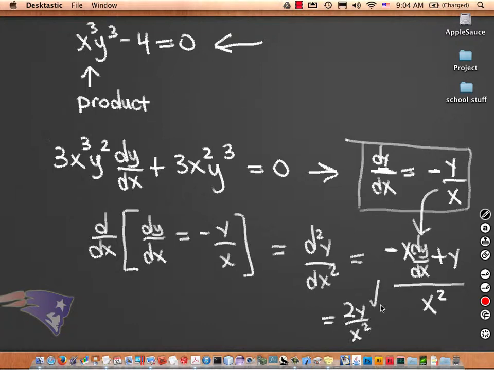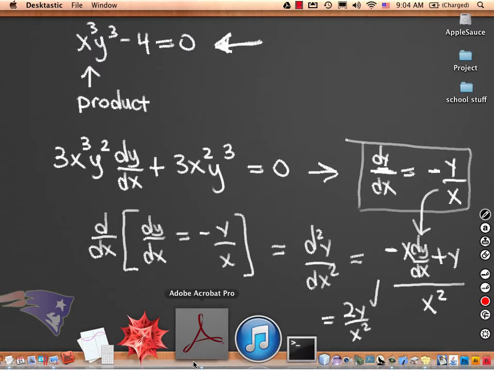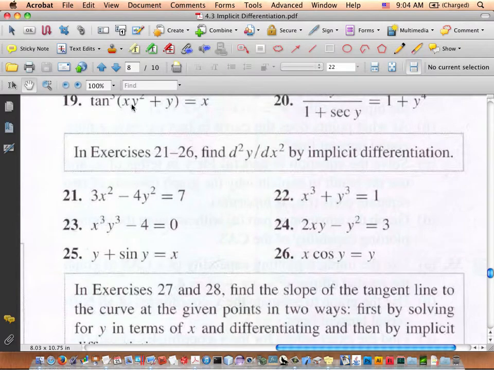So that's your final answer? Implicitly, yes, that's my final answer. So what do we have to go back up and, now we'd have to, if we're going to do things explicitly, which I don't know if the instructions called for, no, it just said find by implicit differentiation.